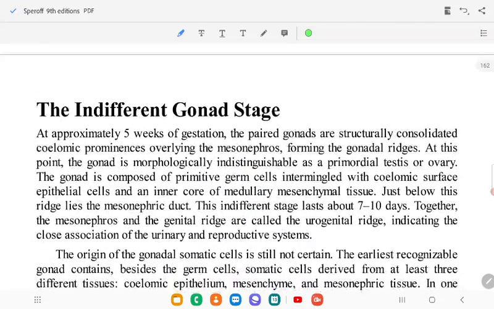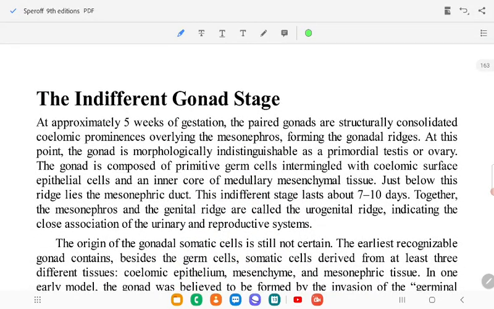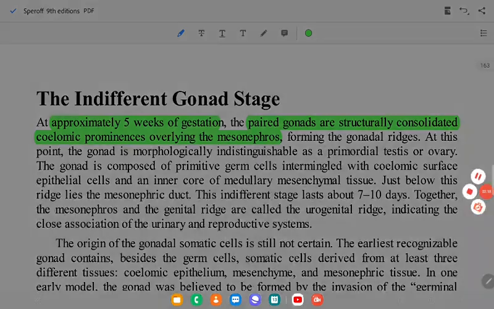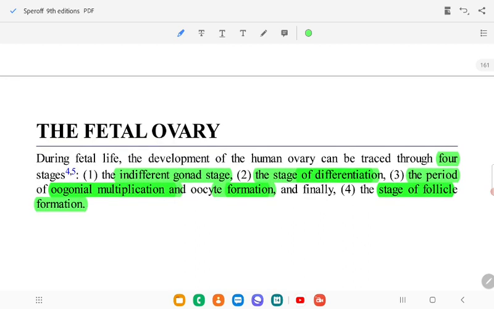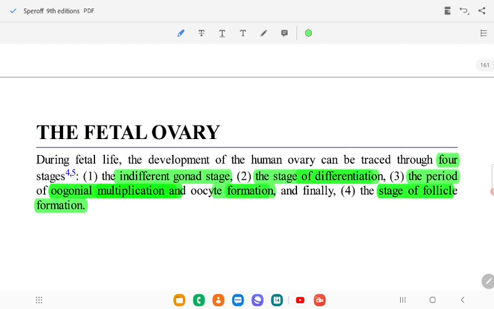The first stage is the indifferent gonad. At approximately 5 weeks of gestational age, the paired gonads are structurally consolidated. Again, there are four stages: the indifferent gonad, differentiation, the period of oogonial multiplication and oocyte formation, and finally the stage of follicular formation.